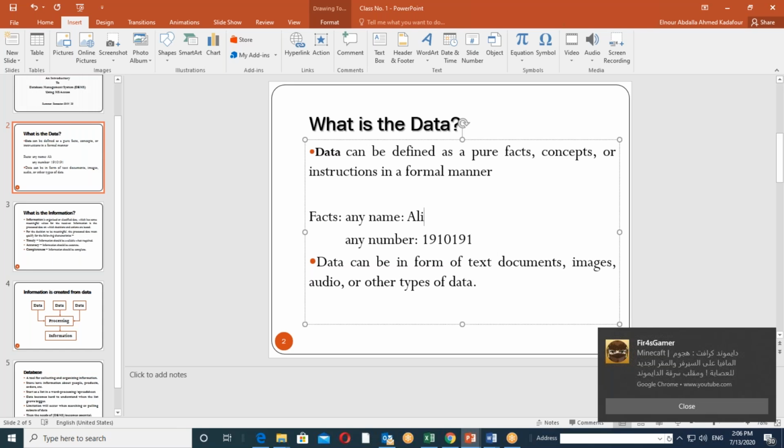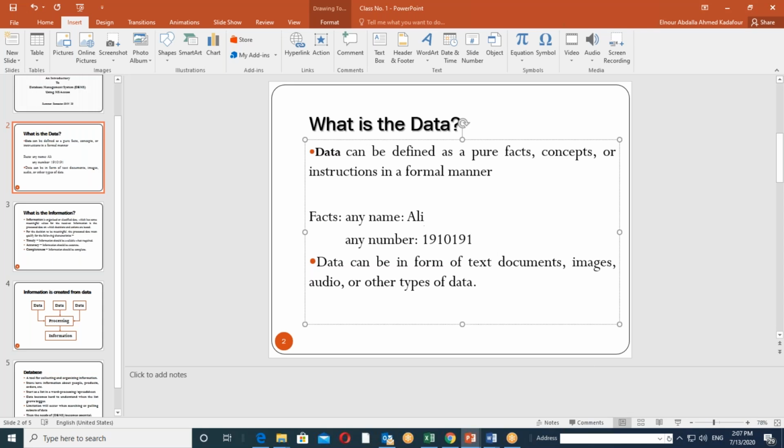Please give attention to this: data cannot give you a full meaning by itself. What do you mean by that? Ali. Who is Ali? 1910191. What does it mean? Is this a number of computers, a number of students, a number of mobiles? You cannot guess.